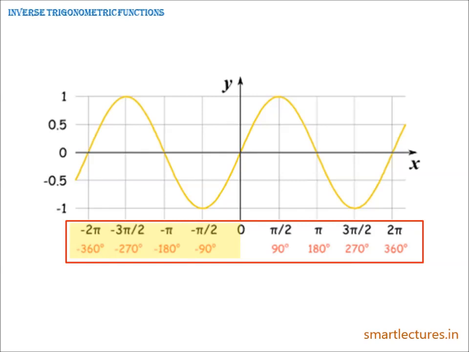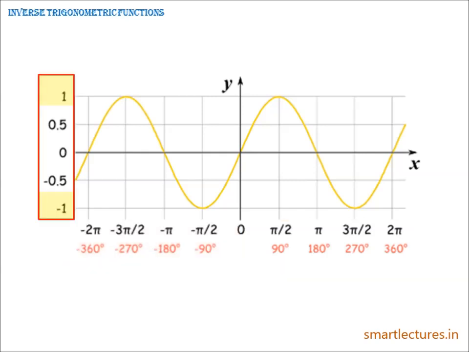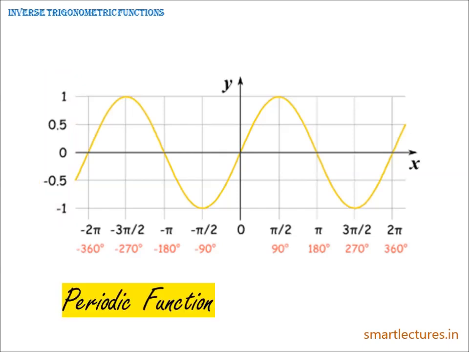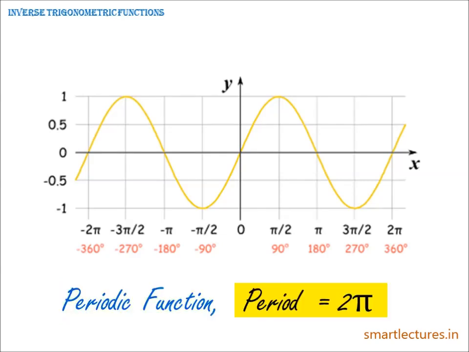Also you can see the value of sine function always lies between -1 and 1. And also remember, the sine function is a periodic function and it repeats at an interval of 2 pi. And now we come back to our main objective, which is to find the inverse of given function.